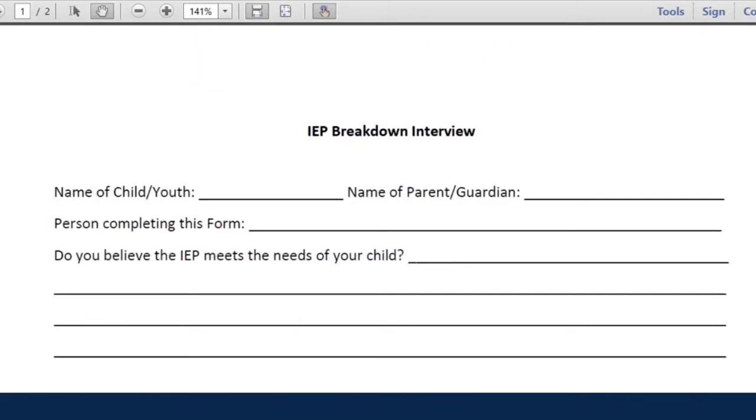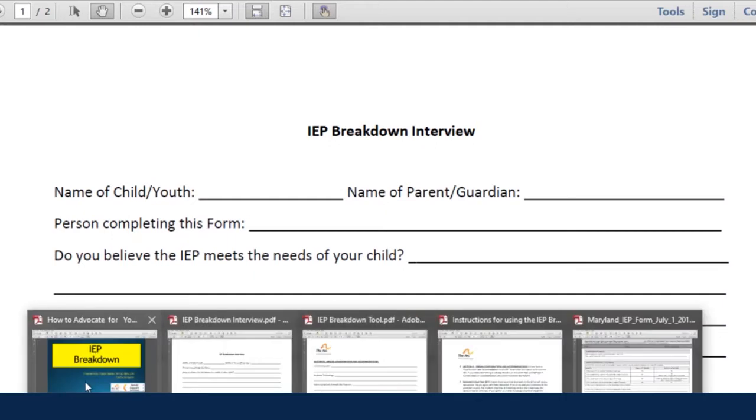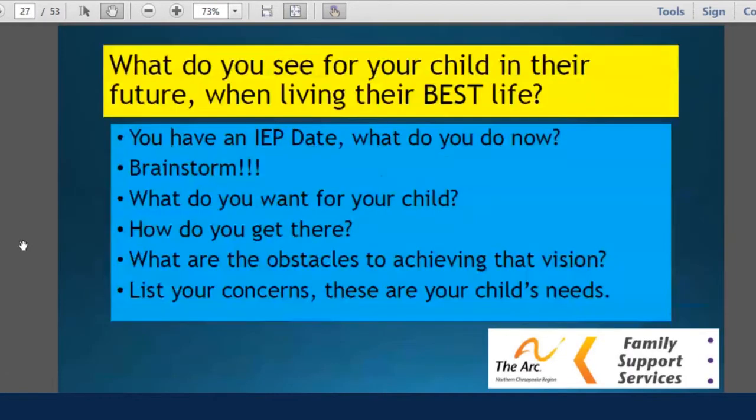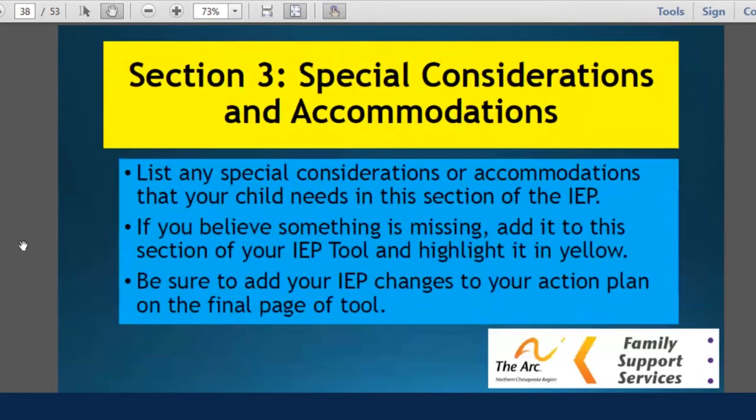So I am going to switch over to our PowerPoint. For the PowerPoint, if you have that available, you're going to want to be on page 38, which again is special considerations and accommodations. Also, it would be very helpful for you to have a highlighter and a pen as we work through this process.